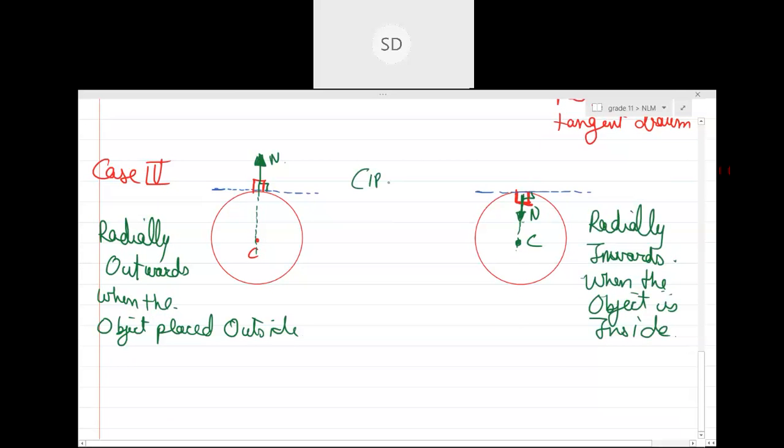Yes. Circular surfaces. So radial also they are fine.